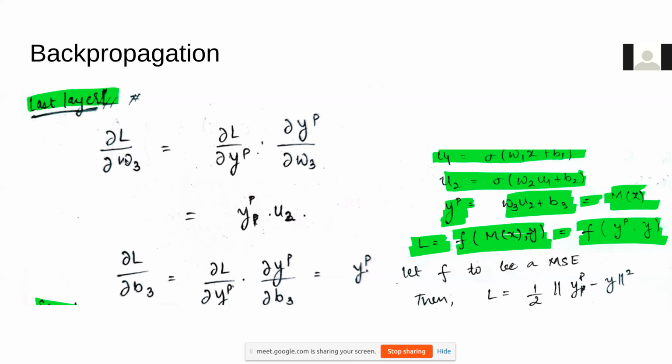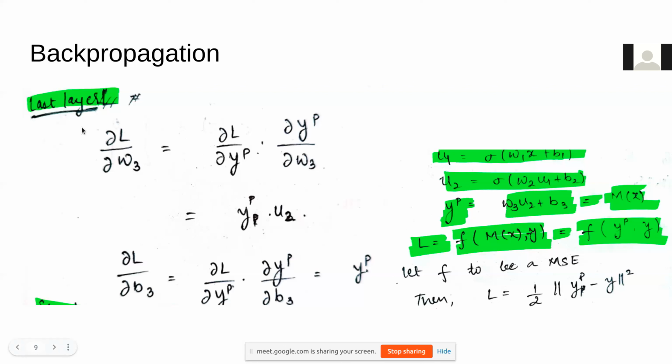And to update W3, it will be basically the value of W3 minus the step size eta times this value, which is yp times u2. Similarly, the gradient for B3 will be computed as the derivative of the loss function with respect to yp times the derivative of yp with respect to B3. So the derivative of yp with respect to B3 is 1. So this will come as yp. Okay. And therefore, the update for B3 will be B3 minus eta times yp. This was for the last layer.